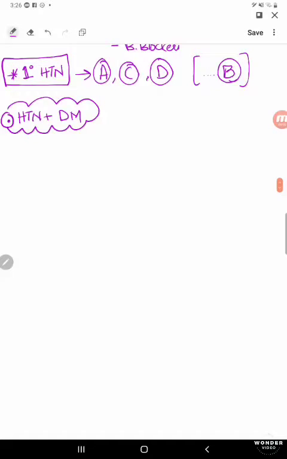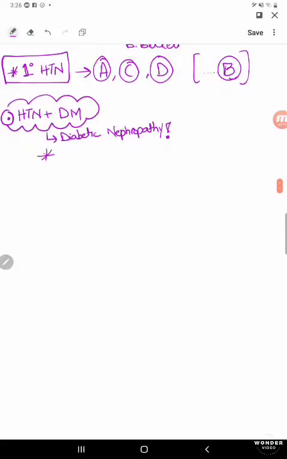In diabetes, the most common complication that we see is diabetic nephropathy. Therefore the treatment that we want to give our hypertensive patients who are also diabetic is ACI. And why is that so? Because ACI is renoprotective. It prevents the development of nephropathy. So it's a very good medication.